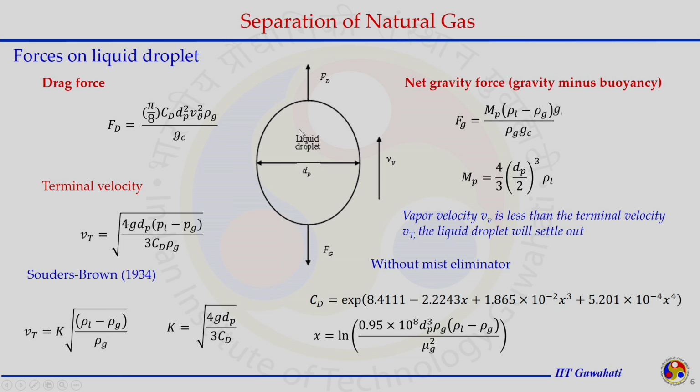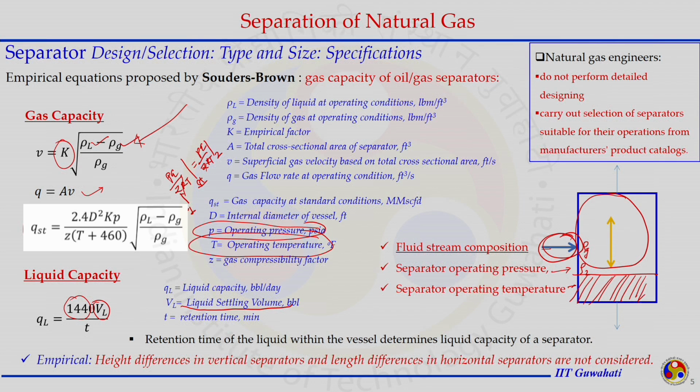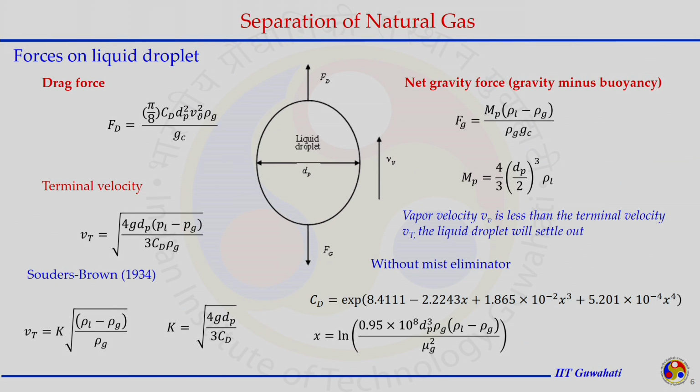This is the theory behind the empirical expression mentioned in the last slide, the one Souders and Brown gave. That expression can also be formalized by considering the forces acting on a droplet or a bubble. The bubble is traveling along with the gas or vapor velocity like this, the diameter of the droplet is dp, and it is going to move considering the forces acting on it.